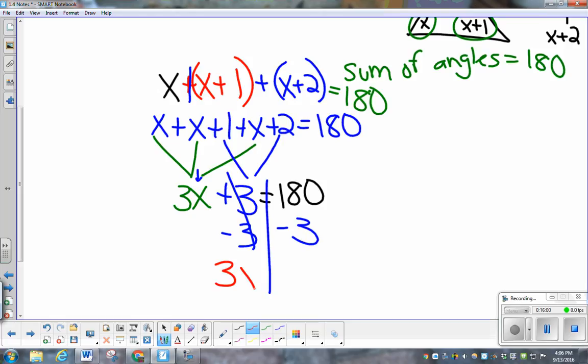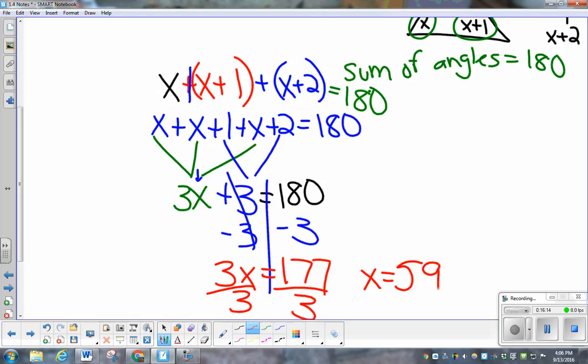And then we're left with 3x equals 177. 180 minus 3 is 177. And then all we have to do is divide by 3. And we are left with x equals, I think it's 59. Now, am I done? Think to yourself right now, is Mrs. Mears done with this problem? I don't think I am.